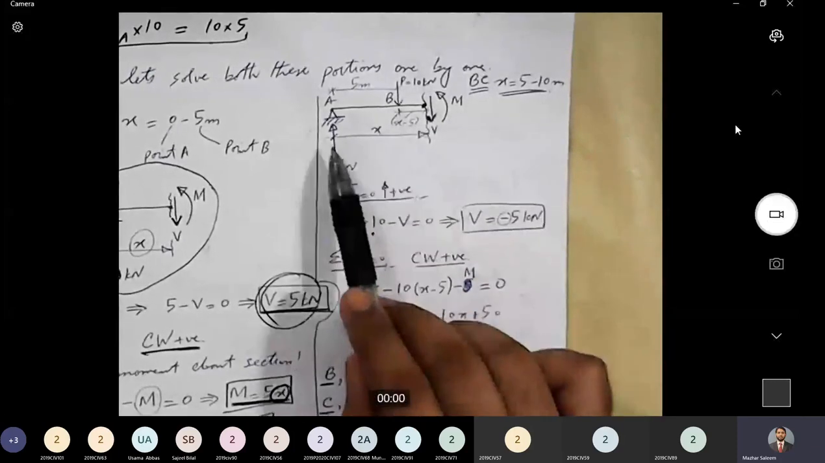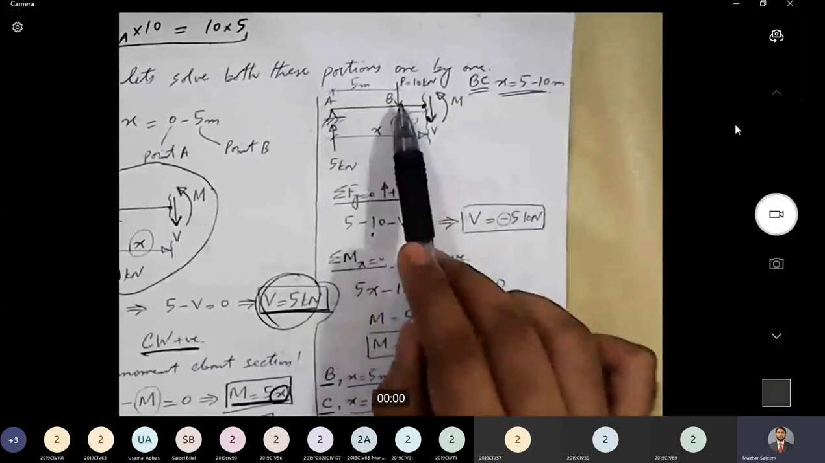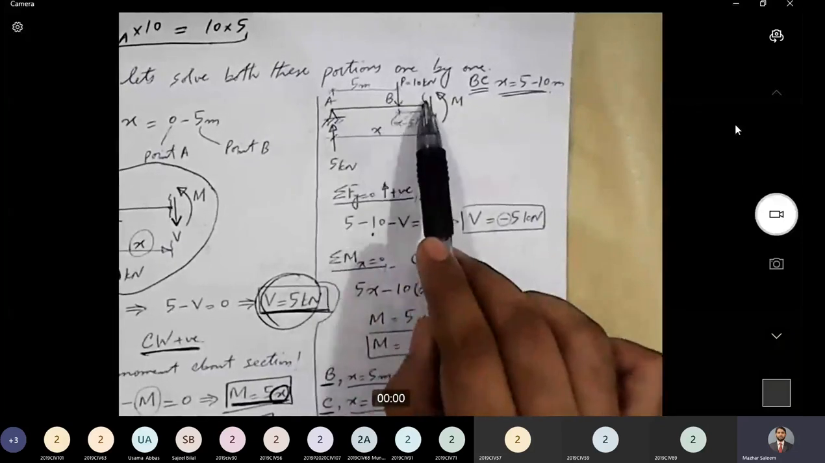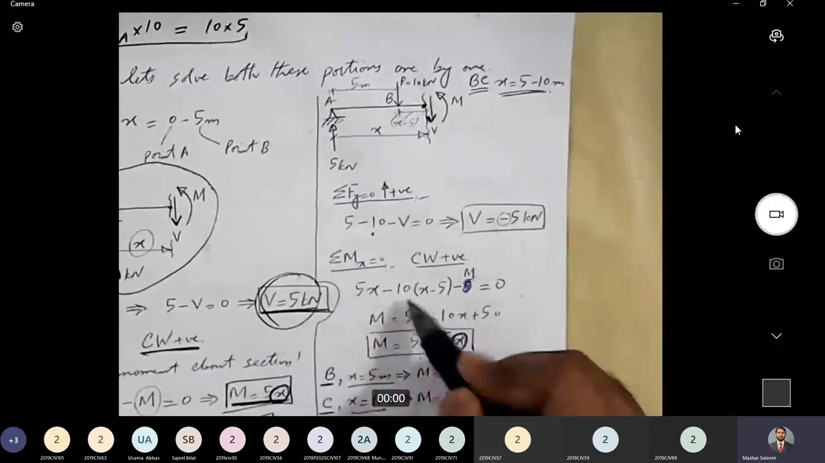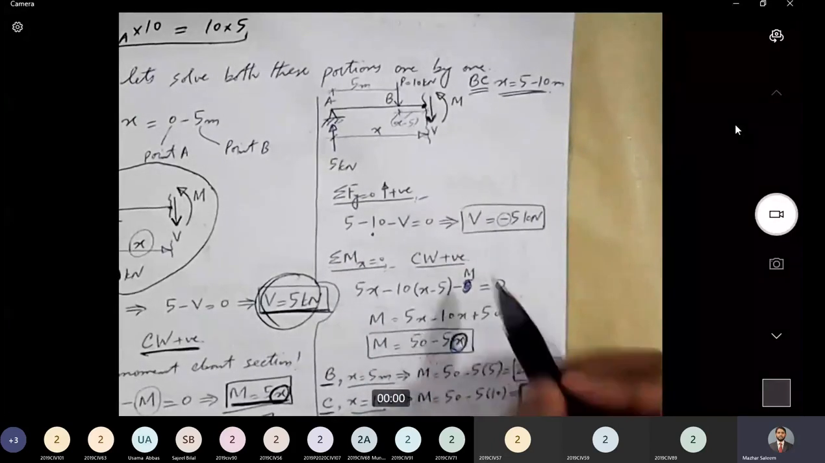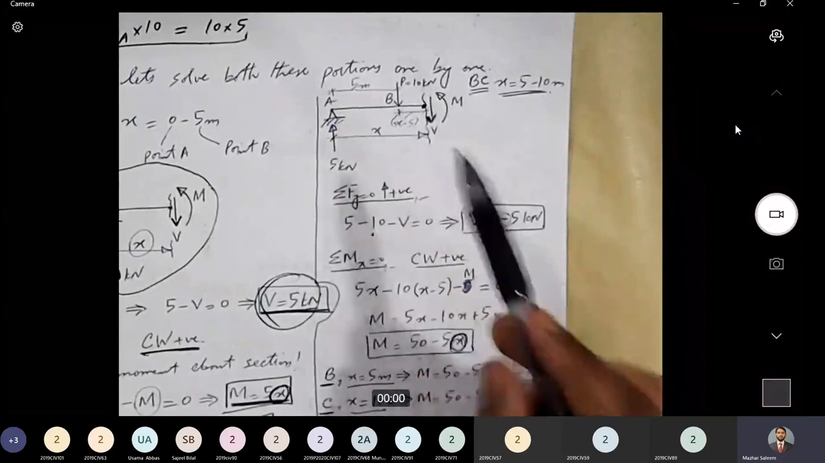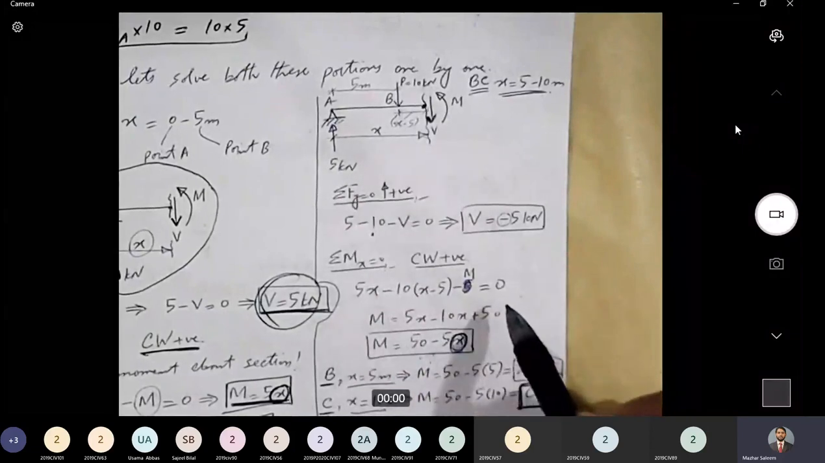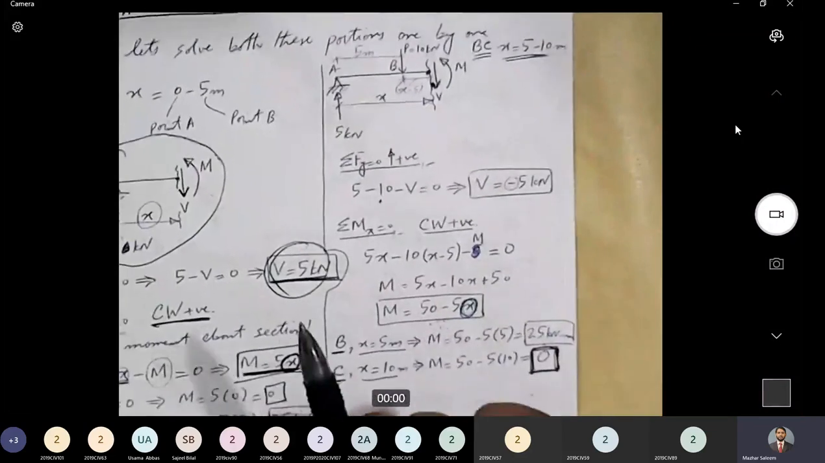And how much is the lever arm? If this much distance is x and this much is 5, then the perpendicular distance between the section and the force is x minus 5. So minus 10 into x minus 5. And M is acting in the counterclockwise direction, so minus M equal to 0. If we rearrange this equation, we get M equal to 50 minus 5x.